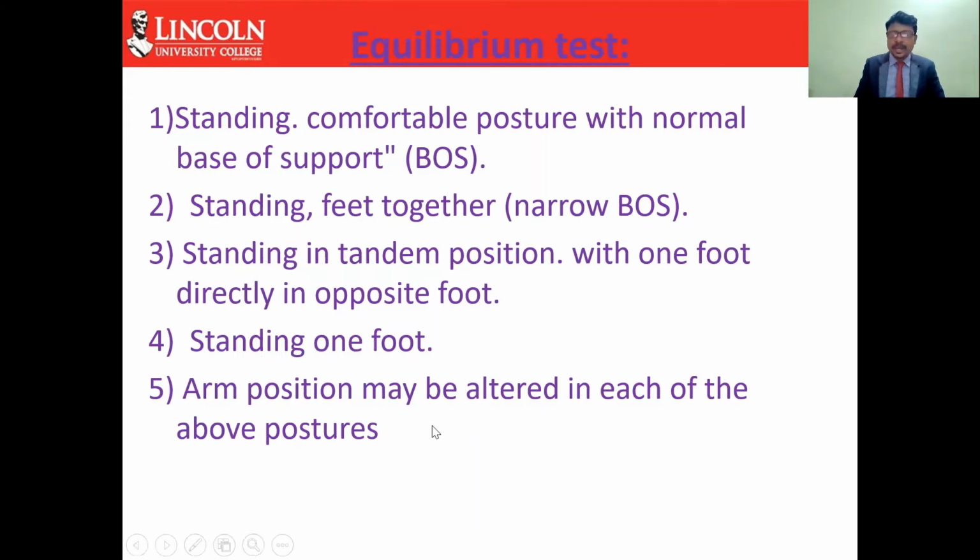Also, arm positions may be altered in each of these above positions. First we give the normal base of support, and we ask them to stand again with the normal base of support. Then we alter the arm positions. Ask them to keep one hand up and one hand down. This changes the line of gravity and the base of support, so the center of gravity is altered. A normal person can change the hand positions, one up and one down, one up and one to the side, and still maintain the body position and equilibrium. But those who have incoordination are unable to maintain it and may fall down. So it indicates impairment of coordination.